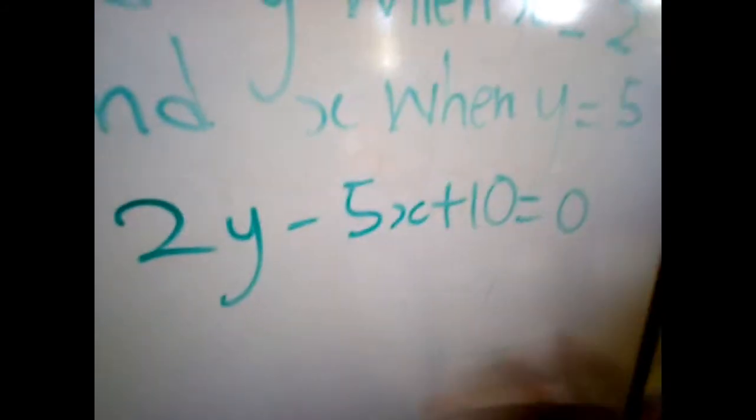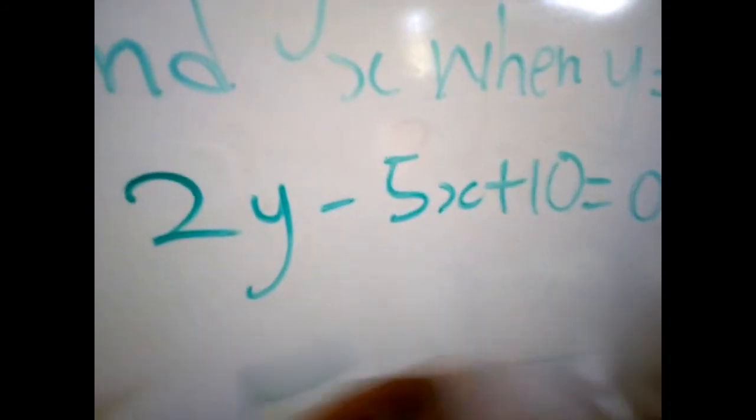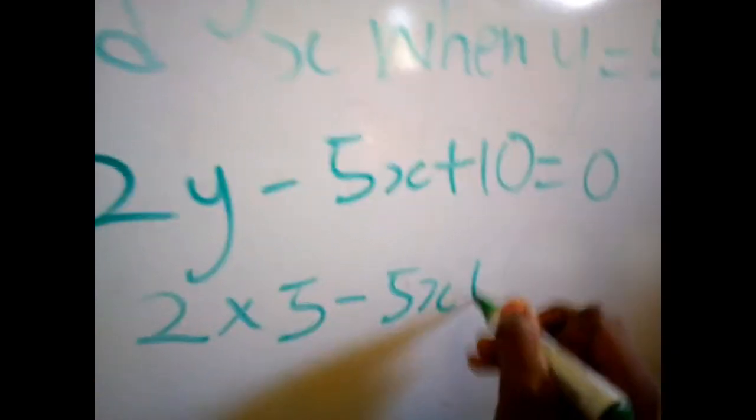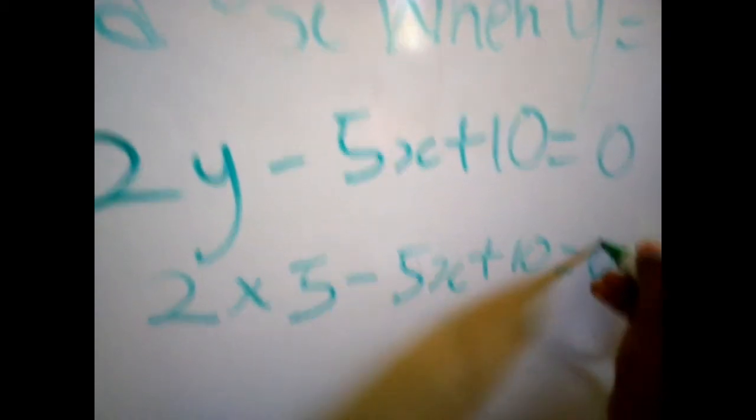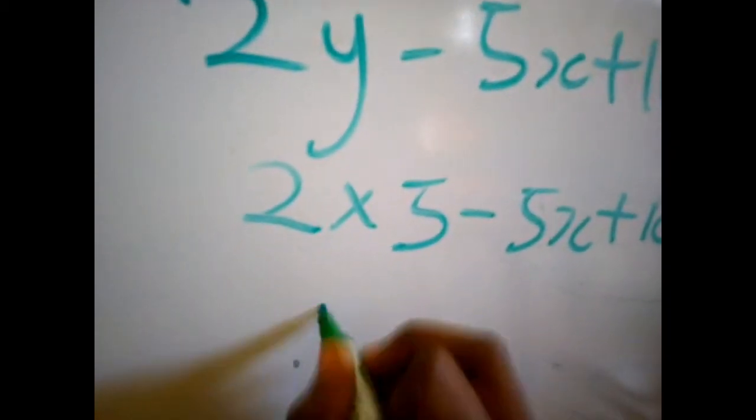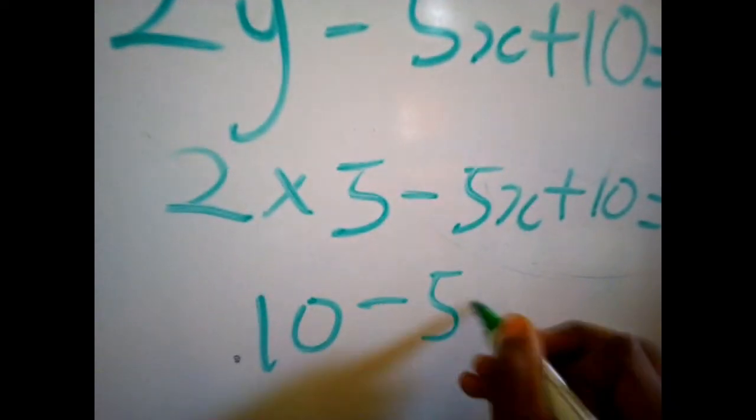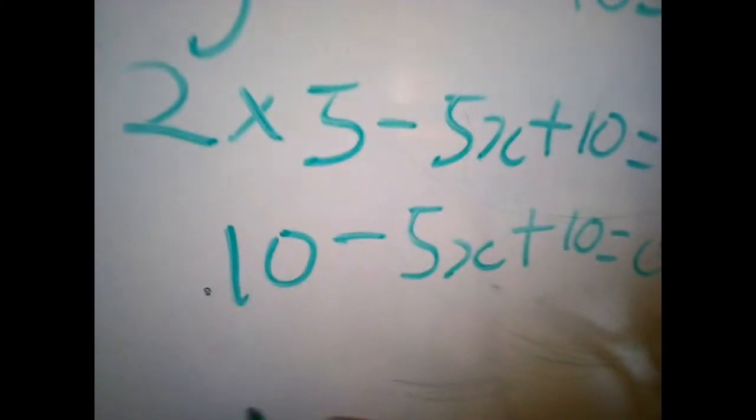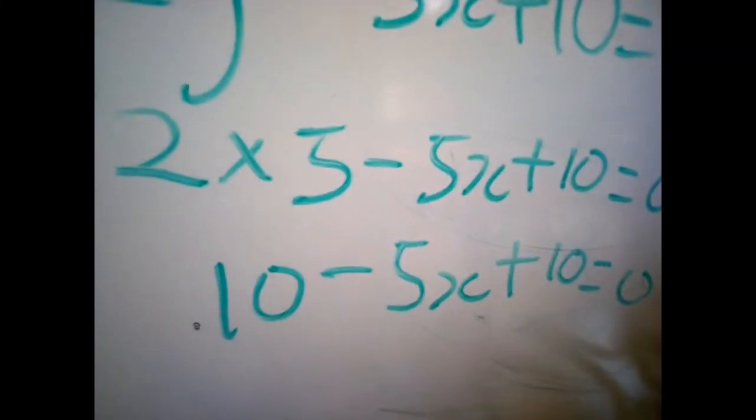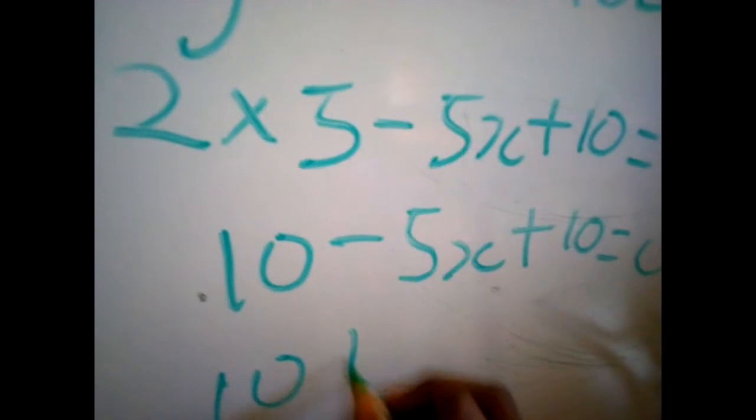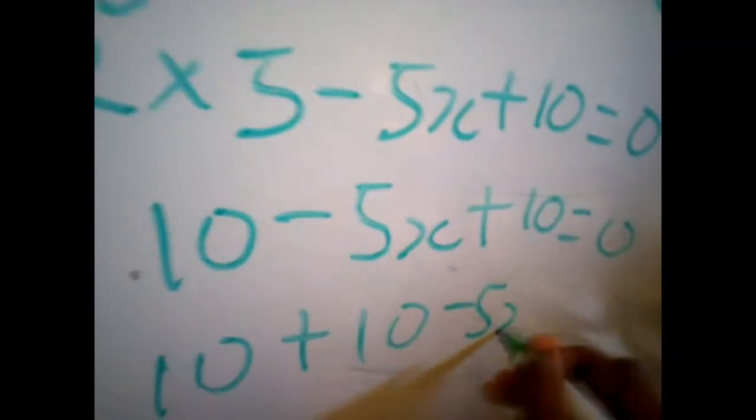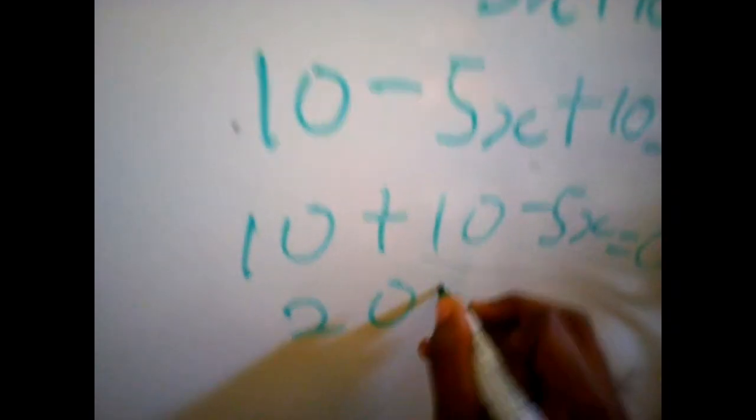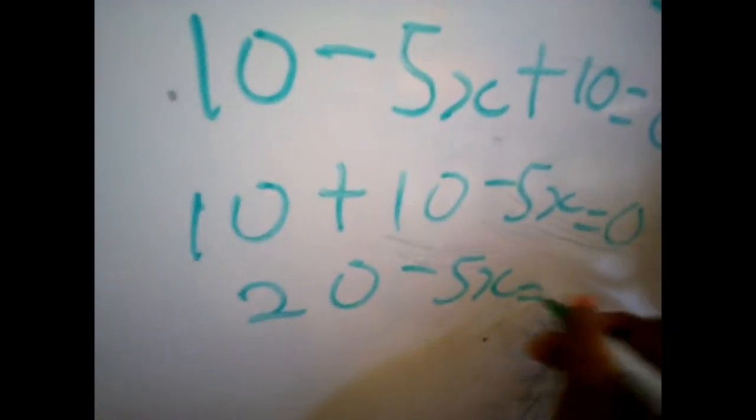So just replace it. Y is 5. So we've written it like this: 2 times 5 minus 5x plus 10 equals 0. And then you solve. 2 times 5 is 10 minus 5x plus 10 equals 0. So you have to group like terms here before you cross the equal sign. So 10 plus 10 minus 5x equals 0, which is 20 minus 5x equals 0.